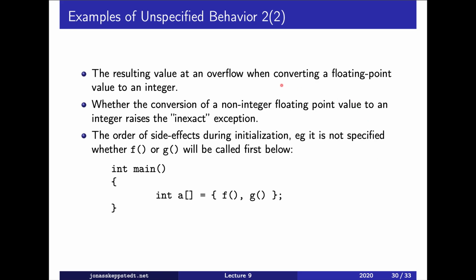What happens when we get an overflow when we convert from a huge floating point number to an integer? Or converting a non-integer floating point value to an integer, and will that raise an exception called inexact? I mean, if we round it, either it does or it does not raise an exception called inexact. And which one of these is called first?